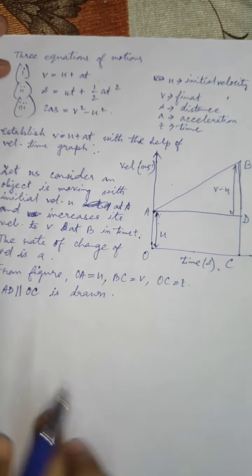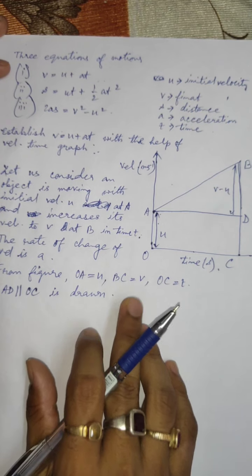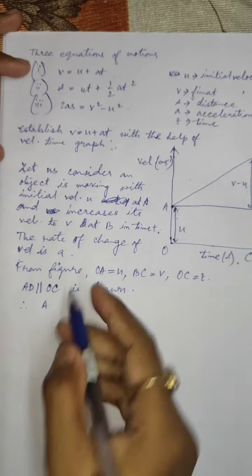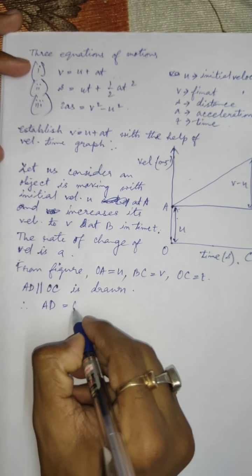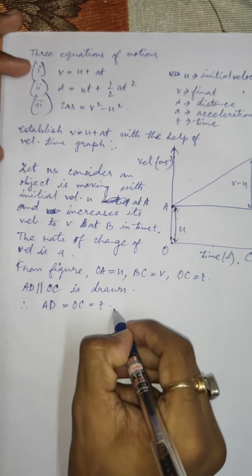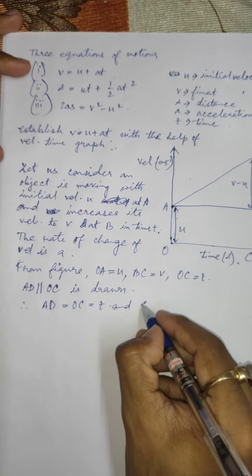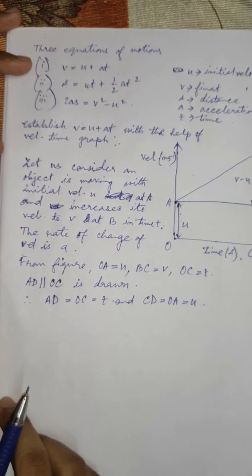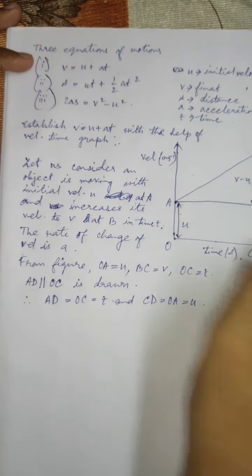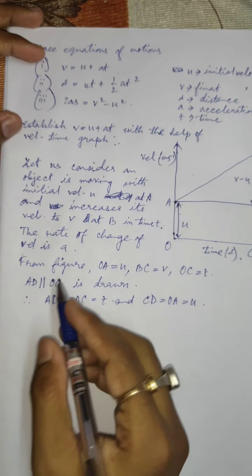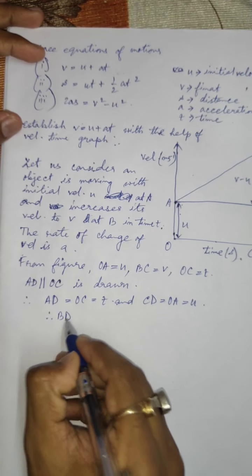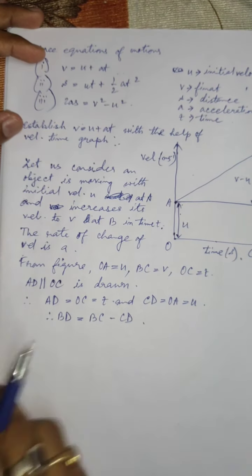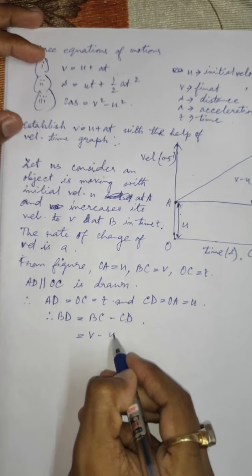Because this line is parallel to OC, this line we have to write. So therefore in the next line we can write AD equal to OC equal to t and CD equal to OA equal to u, because the opposite sides of the rectangle are equal, it has become a rectangle. Therefore BD equal to BC minus CD equal to V minus U.